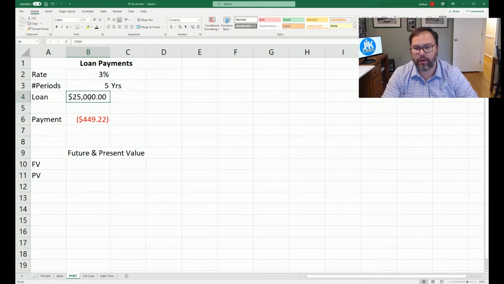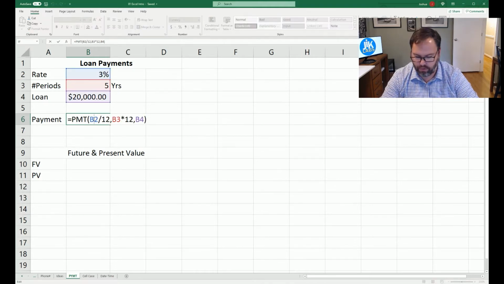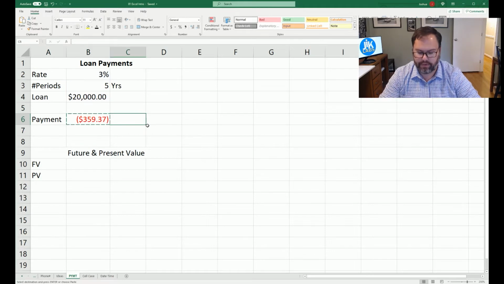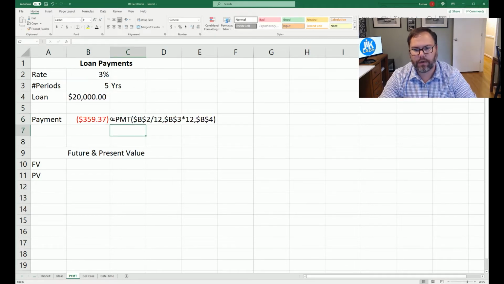So we could come in here and say $20,000. We only want to borrow $20,000 at 5 years. And we get to $359 and change. So now that you have this equation built down in here, let's come in here real quick and lock in these cells. So now you can see this equation.